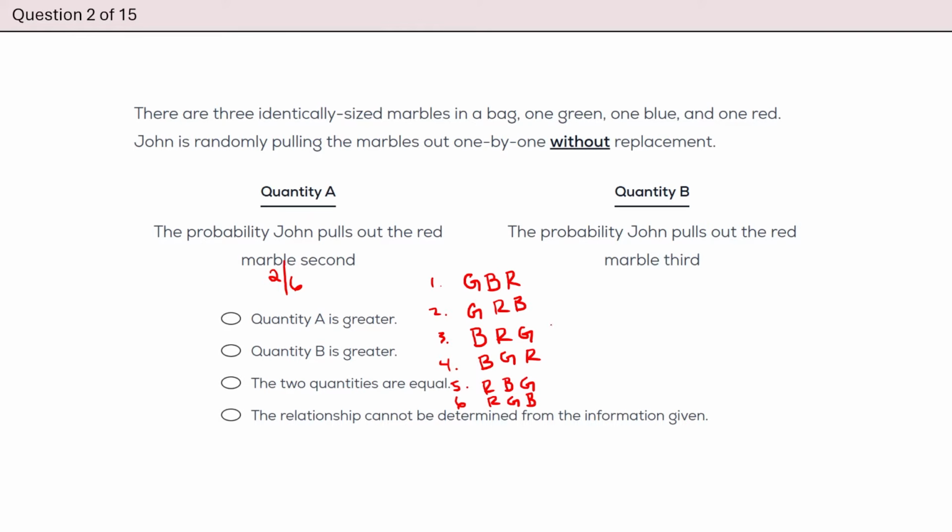Same thing with the third one. Notice how the red one is in the third position twice. So that's also 2 out of 6. So the correct answer is C.